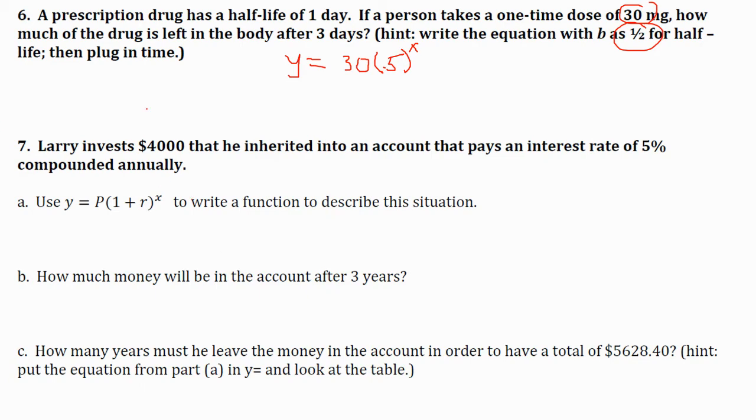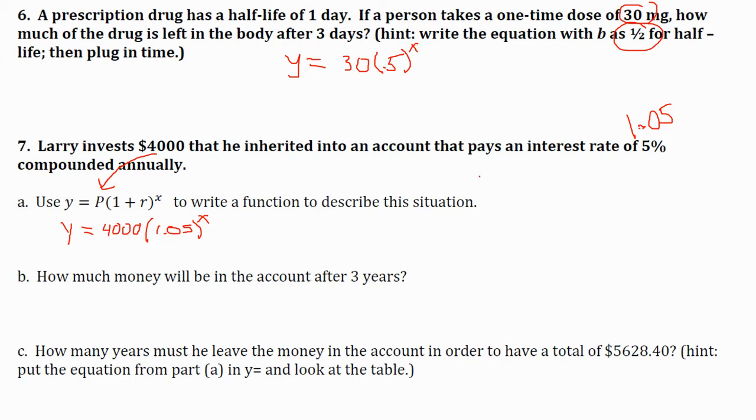And then these type of problems, when you have interest rates and things, it works the same way. And so it says Larry invests $4,000. This is a formula for principal, but it really is just an exponential function. And so you're going to get y is equal to 4,000 times 1 plus the rate. Well, the rate is 5%. 5% is 0.05. And so when I do 1 plus 0.05, I get 1.05. So in the parentheses, it's 1.05 to the power of x. All right, so that's the function that you would write to describe the situation.